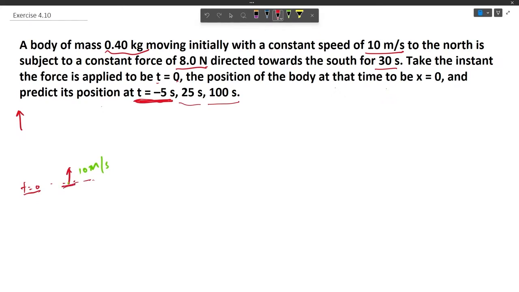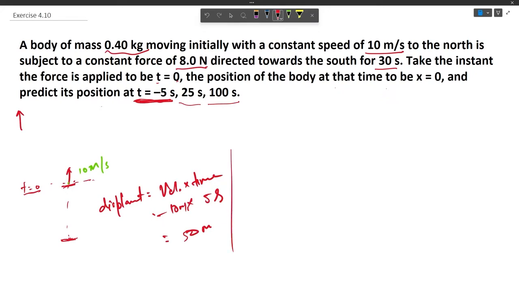So its position, since it is one-dimensional motion, would be somewhere here, and its position can be found out by displacement equals velocity multiplied by time interval. Time interval is 5 seconds multiplied by velocity, that is 10 meters per second. Now it would be 50 meters. So it would be 50 meters behind the point at which t equals 0 it is.